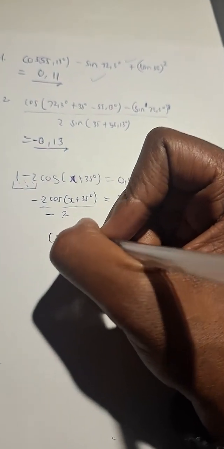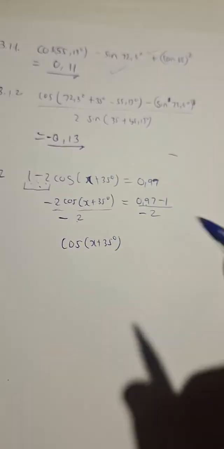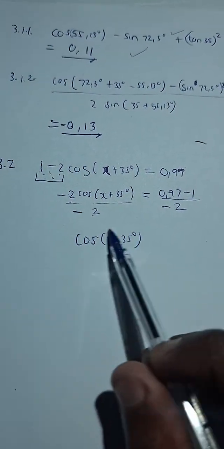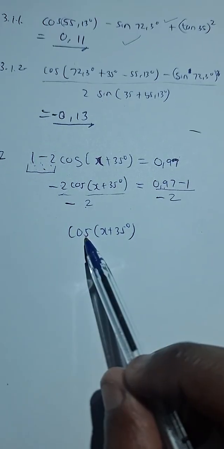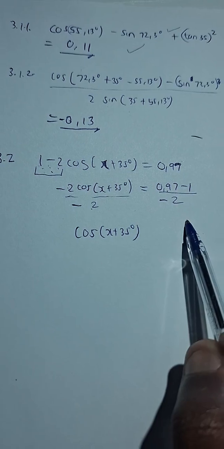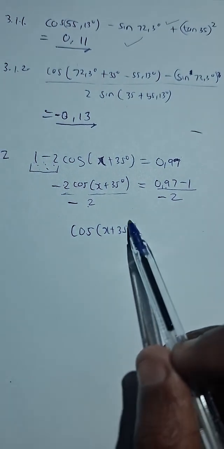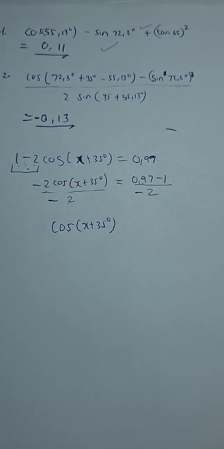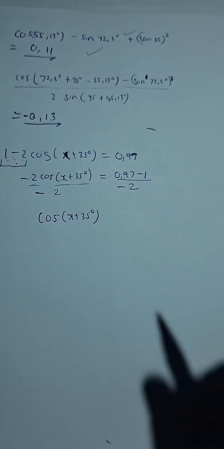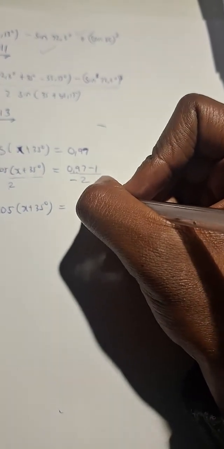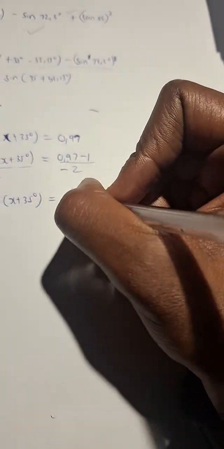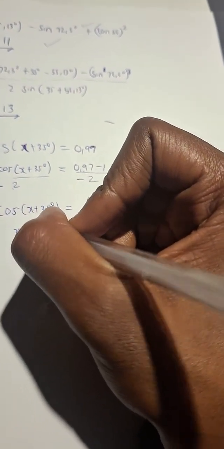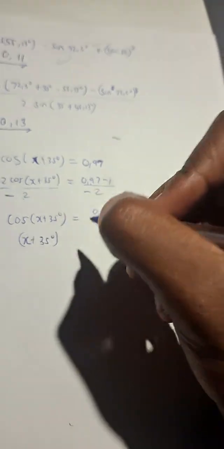So that will leave us with cos(x plus 35 degrees). This 35 stays with the angle. We cannot take 35 and put it over, because it is part of the angle. We call this a compound angle. I hope it makes sense, guys. So that is equal to 0,97 minus 1 divided by negative 2. Now I know some of you will ask why I don't simplify this thing. I have my reasons. Then we isolate the compound angle x plus 35.